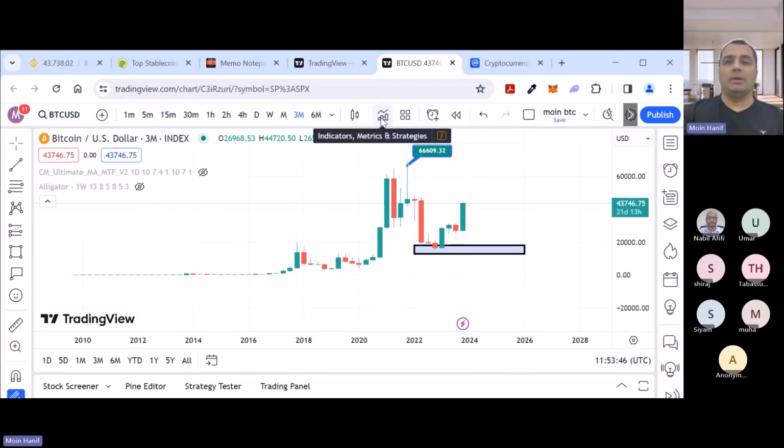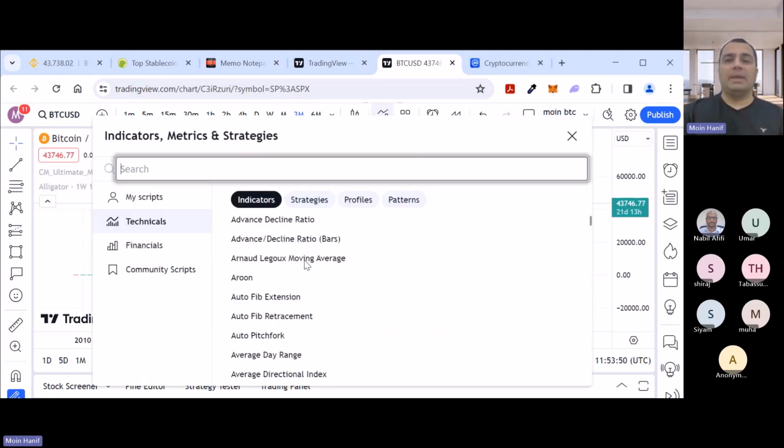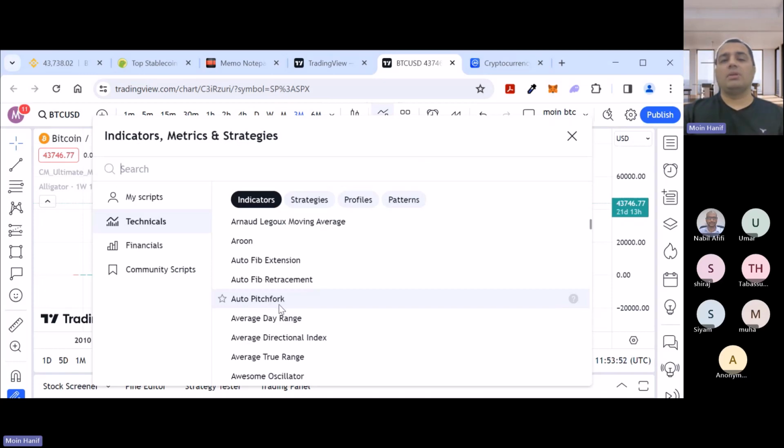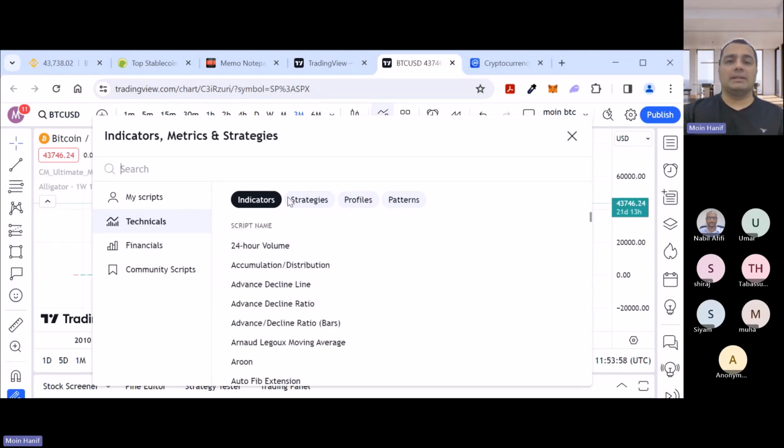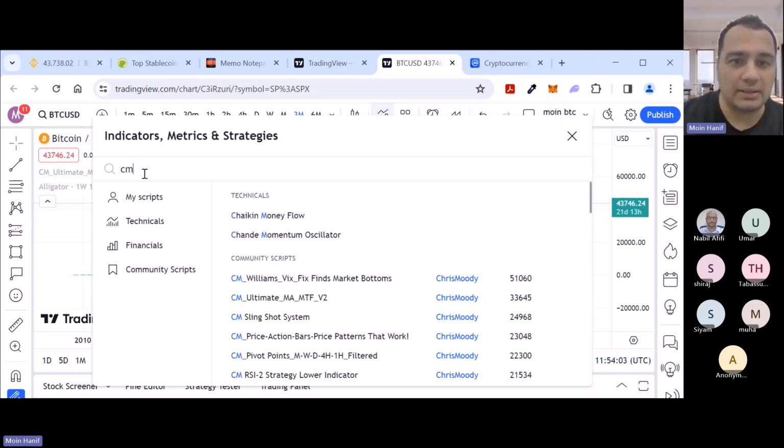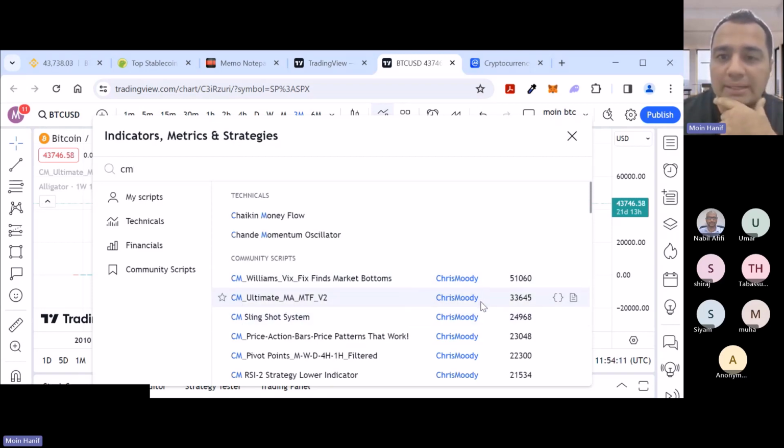If you go to the top here it says indicators, metrics, and strategies. So here there are many basic indicators. Now this software will allow you up to about 2 indicators. Once you pay, it will allow you more indicators, right? So the indicator that I like at the moment is this CM. If you write down CM underscore Williams, CM underscore ultimate MA MTF V2 by Chris Moody.